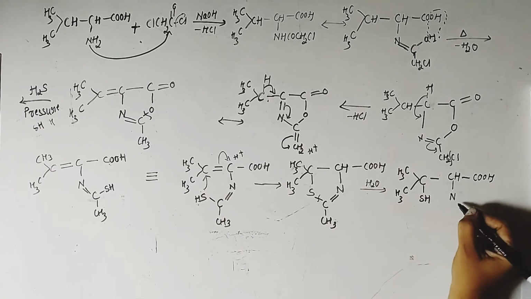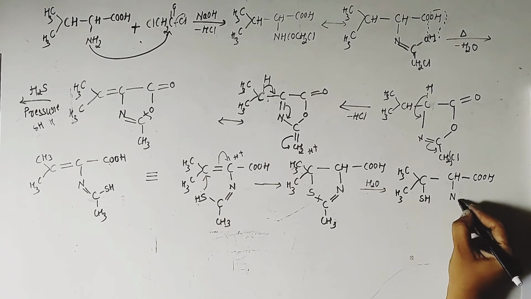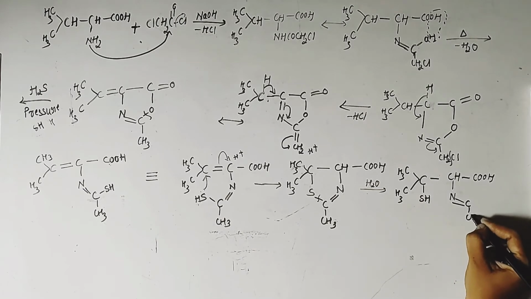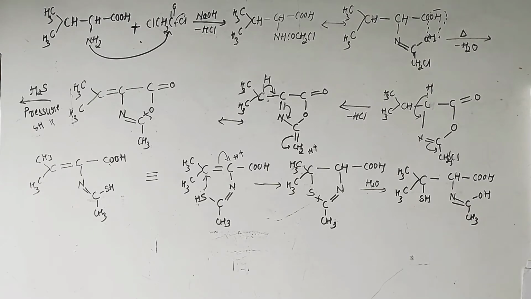nitrogen, and then we have CH3, and this is OH. Now this compound is in the form of enol. Once again, by tautomerization we will convert it into the keto form.